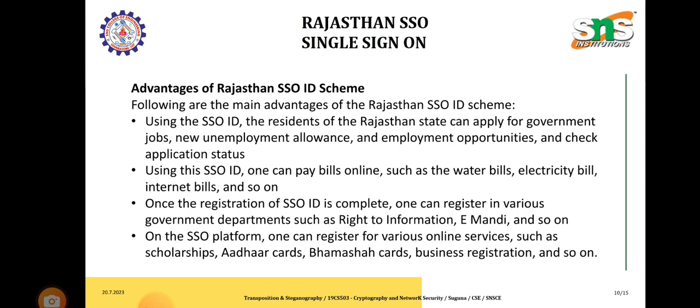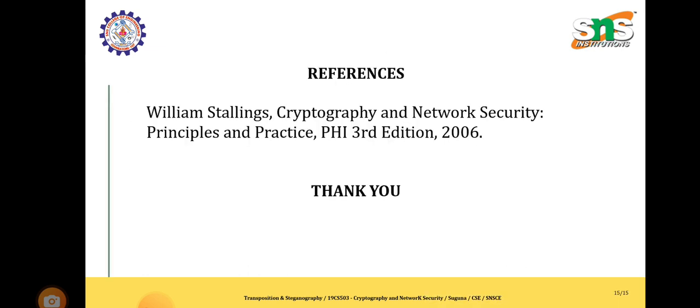The documents required for the Rajasthan SSO ID are your Aadhaar card, Jan Aadhaar card, Google credential, Facebook credential, business registered number, Udyog Aadhaar number (UAN), and SIPF number. These are all the documents required by the Rajasthan people to register for the single sign-on credential. Students can also visit that website and learn more about the single sign-on mechanism. Thank you.